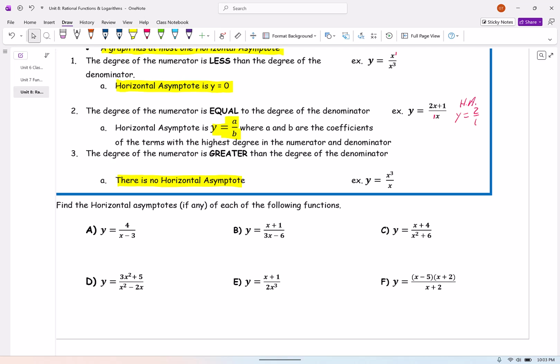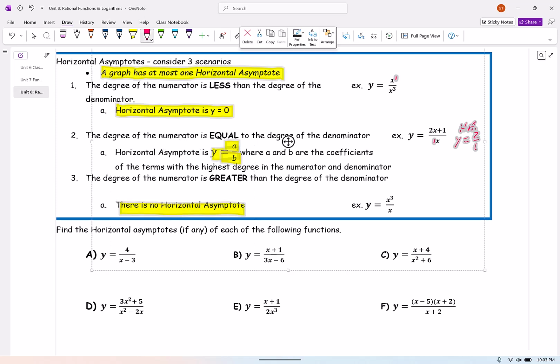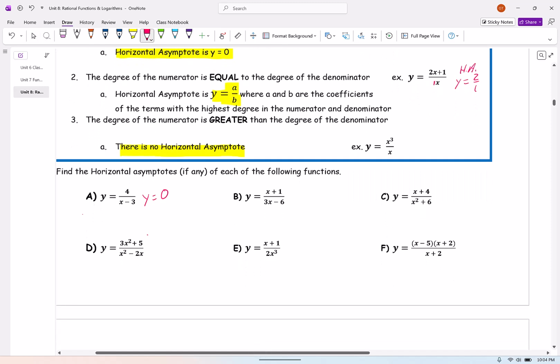All right, so if we look at A, we see that there is no x term, but there is a y term. So technically, the top term is less than the bottom term. And so our horizontal asymptote will be y equals 0. Again, we're talking about the degree of the numerator being less than the denominator. And so therefore, y will equal 0.